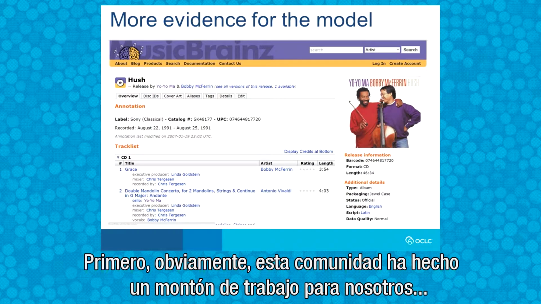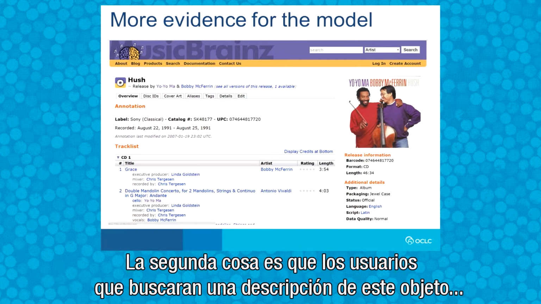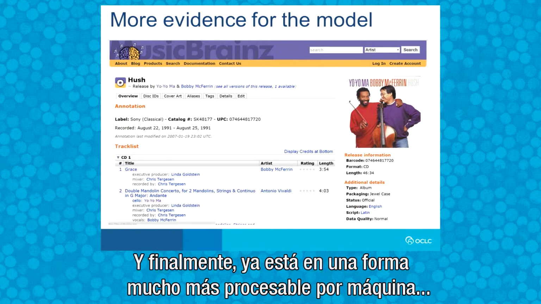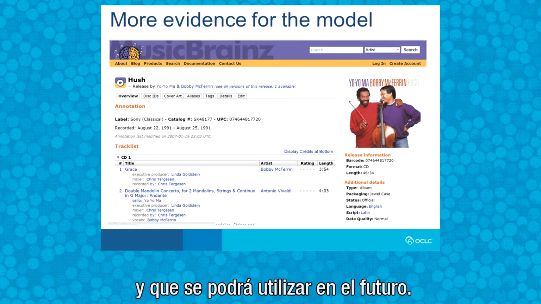One, obviously, is that this community has done a lot of the work for us, so we don't have to do it. And the second thing is that users who would come into a description of this object might be coming in through MusicBrainz, and they would be able to then link to the library description as well. And finally, it just is in a form that is much more machine processable, and we want to be able to capitalize on that in future work.